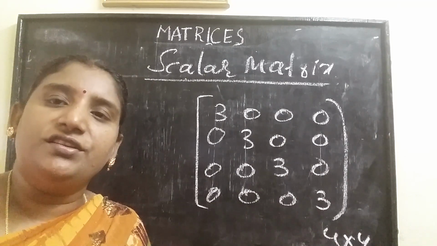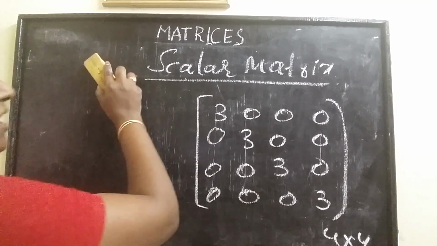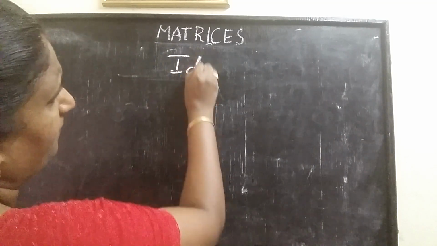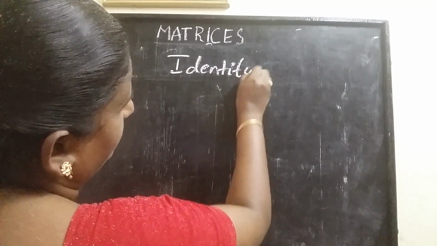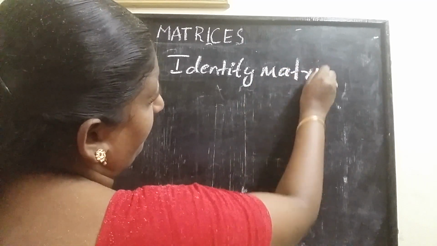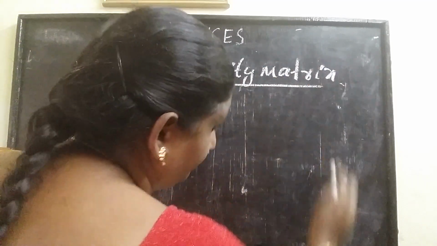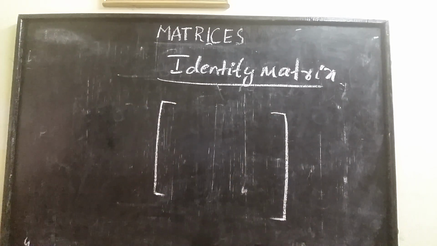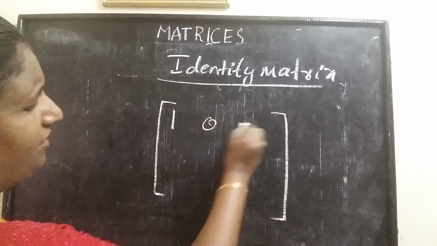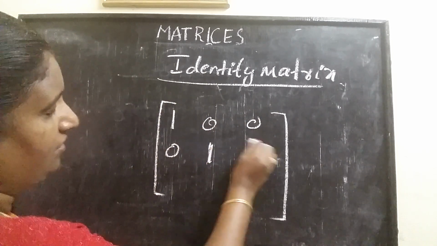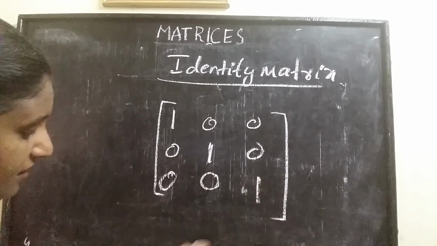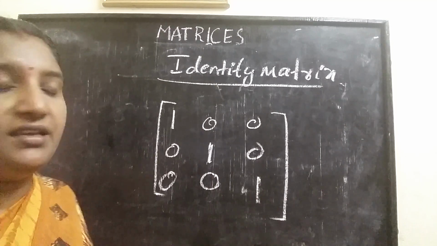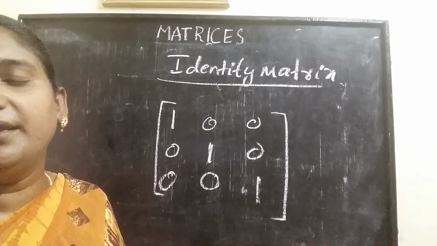Next one more definition is the identity matrix. Identity matrix is very important, and this definition is very important. A square matrix is said to be an identity matrix if all its diagonal elements are equal to 1. If all diagonal elements are equal, it is a scalar matrix, but if all diagonal elements are equal to 1, that is an identity matrix.